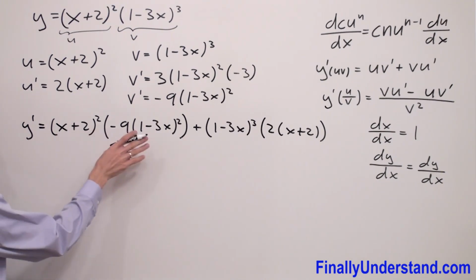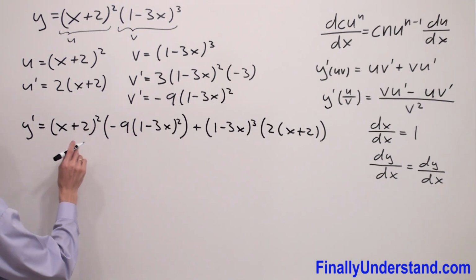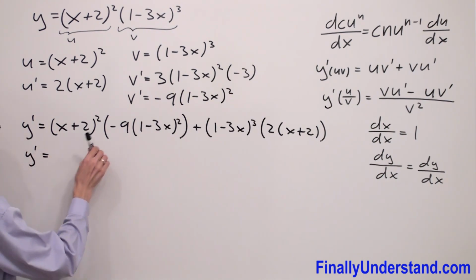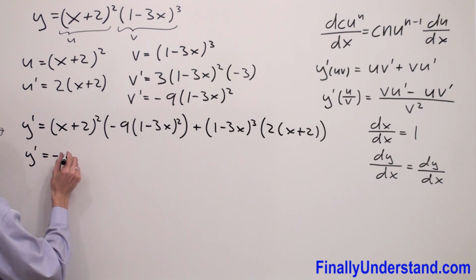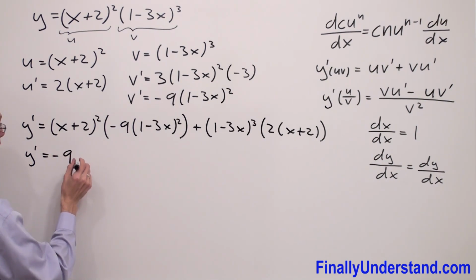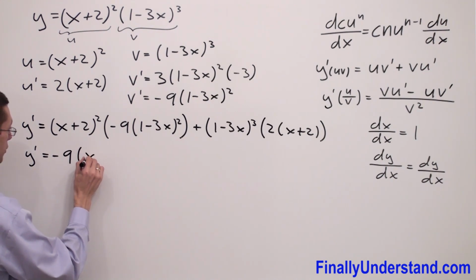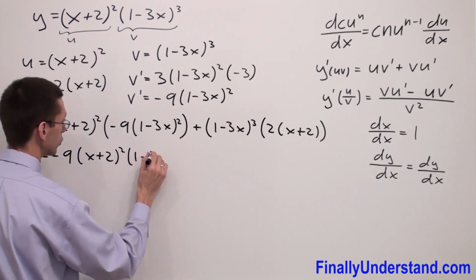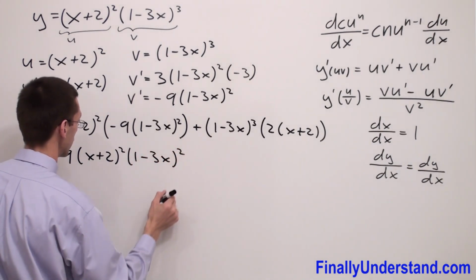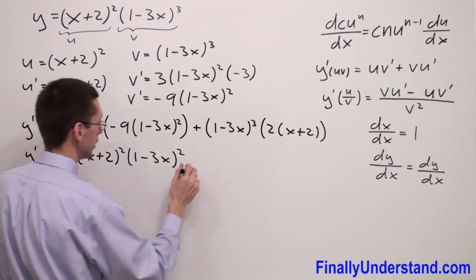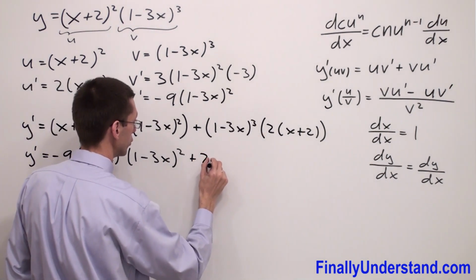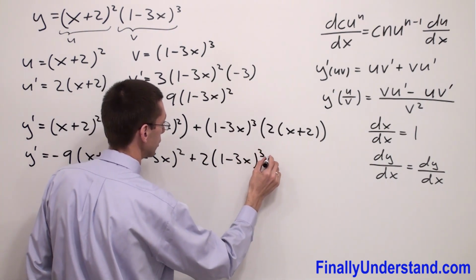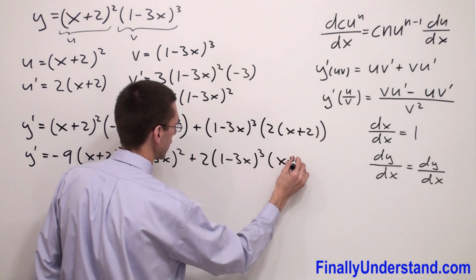Now we are going to organize this expression a little bit. So I have y prime equal to negative 9. I'm going to copy this down over here. And I have (x plus 2) to the second power times (1 minus 3x) squared. Okay, I'm finished with this part. Plus, I have 2, so I have 2 times (1 minus 3x) to the third power times (x plus 2).